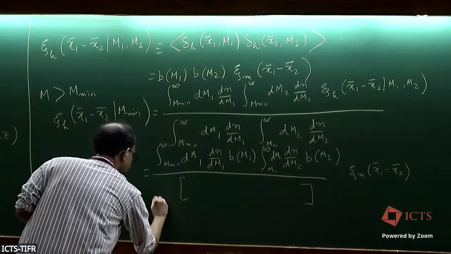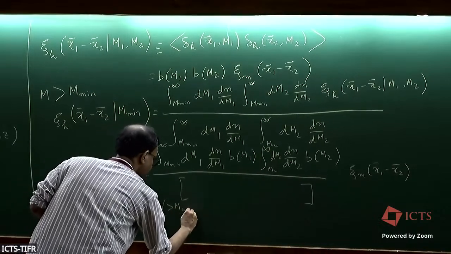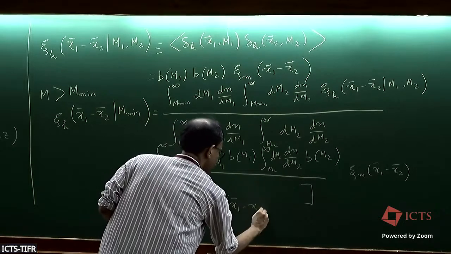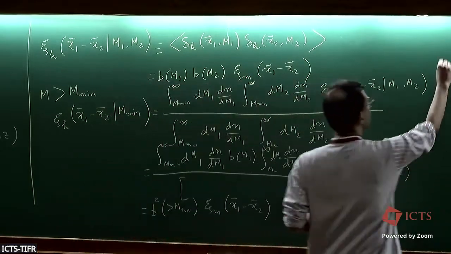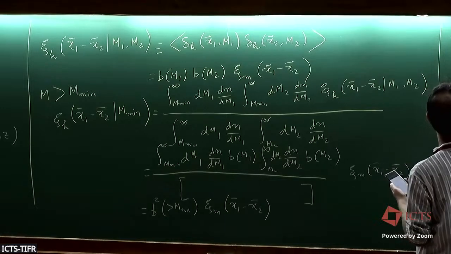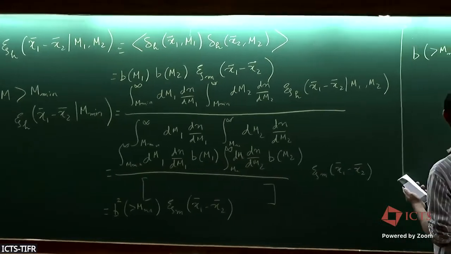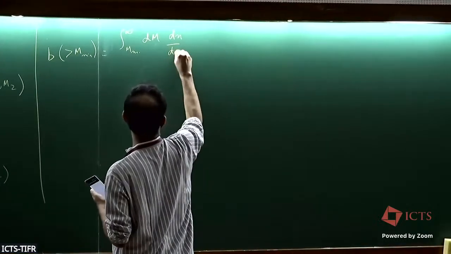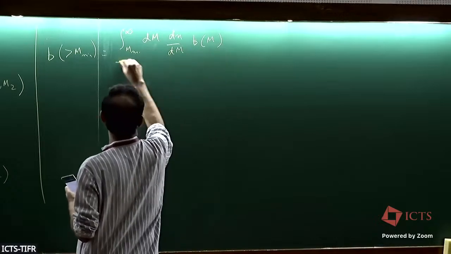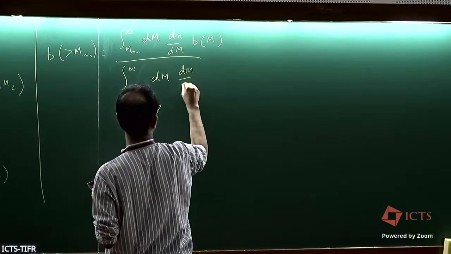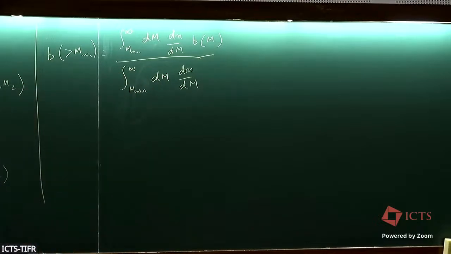So this will be written as b square above m min times psi m x1 minus x2, where b greater than m min is nothing but the quantity which is there, integral from m min to infinity dm dn dm bm by integral from m min to infinity dm dn dm. So this will be the bias if I average over the whole population.